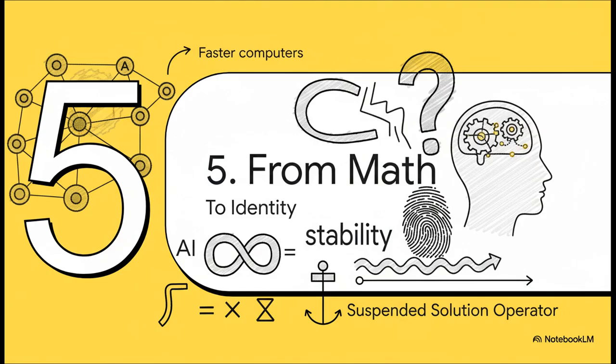But, okay, this gets even deeper. The implications here go way beyond just faster, more efficient computers. This little operator actually starts to touch on something, well, something profoundly philosophical. We're talking about the very nature of identity itself.